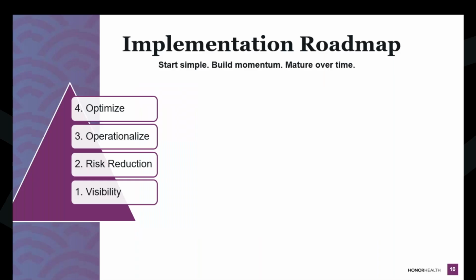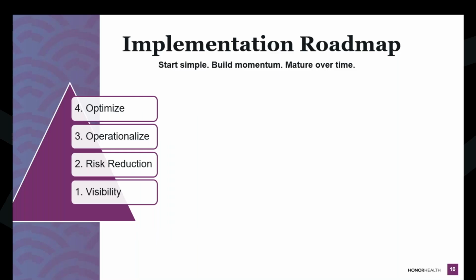Okay, implementation roadmap. We're trying to keep this pretty simple. First, let's talk about your first step, visibility. You need to see what's out there. This goes across all the different pillars we discussed, right? Visibility into your network, visibility into what changes you're doing right now, what your assets look like, patching and vulnerability. So visibility is first.